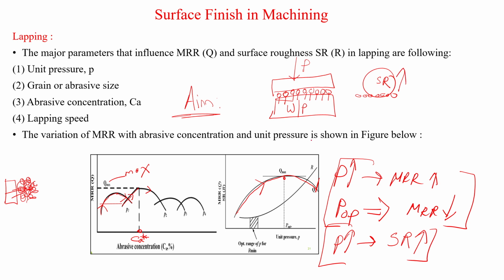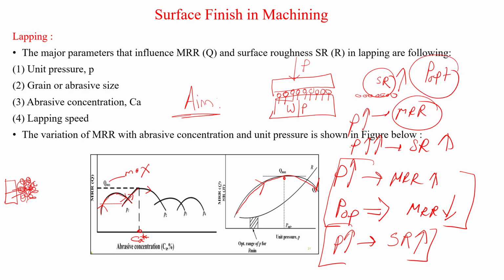So therefore, we have to find that optimum pressure, because pressure has to be provided, as pressure increases the MRR. We can't keep the pressure low, but if we increase the pressure, then surface roughness also increases. So that is contradictory. Therefore we need an optimum pressure so that our MRR increases and surface roughness decreases. Have you got this? Yes, sir. Okay.